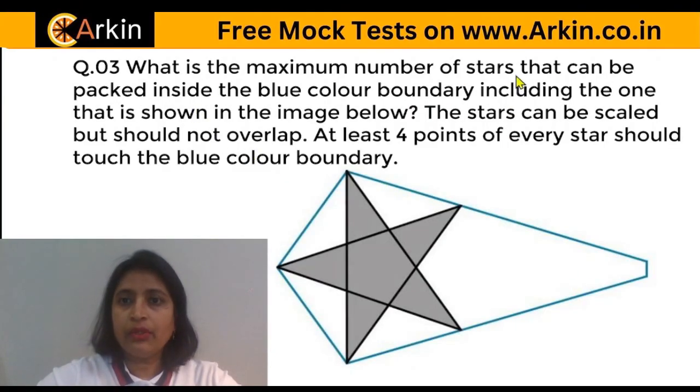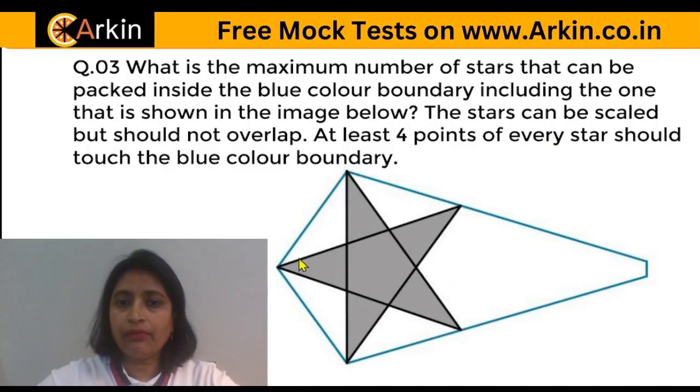What is the maximum number of stars that can be packed inside the blue color boundary, including the one that is shown in the image below? The stars can be scaled, that means you can make it bigger or smaller. Obviously, you have to make it smaller, but they should not overlap, and at least 4 points of every star should touch the blue color boundary.